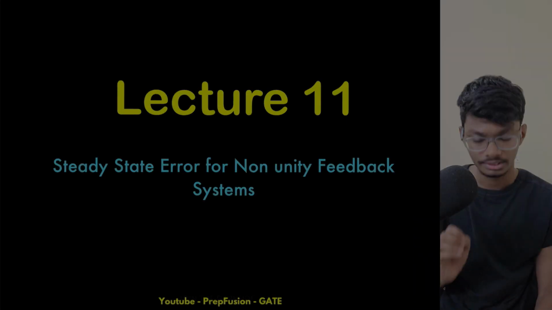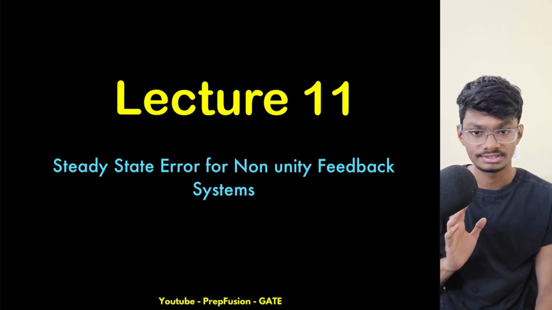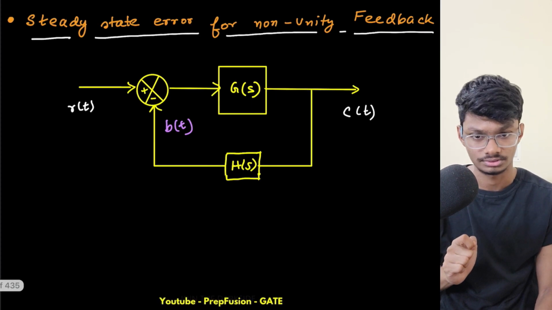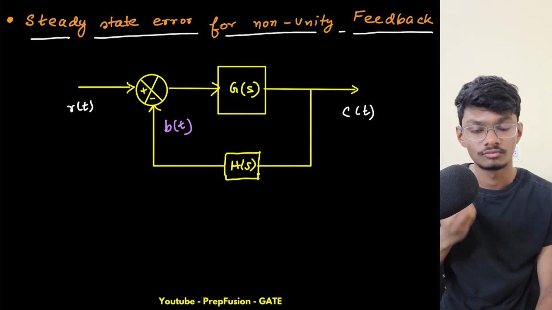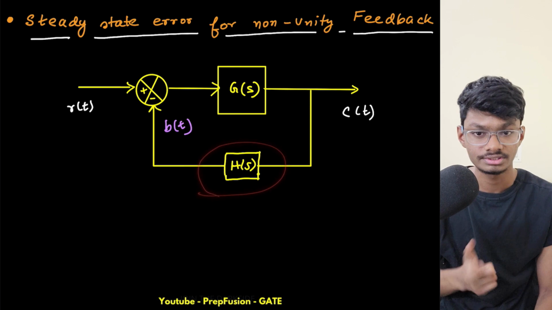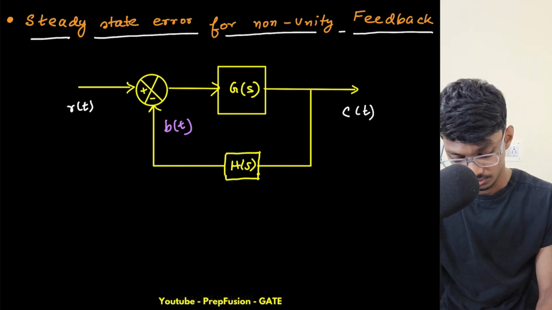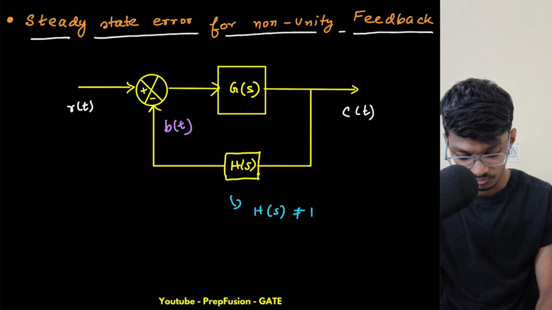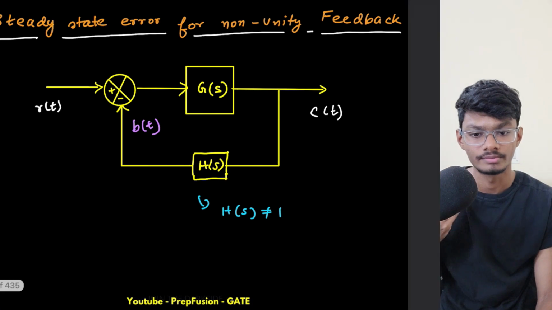So let's start. Here we'll study the steady state error for non-unity feedback systems. We'll understand the actual meaning of steady state error in non-unity feedback systems. First, I have drawn this block diagram. For a non-unity feedback system, H(s) is not equal to 1. That is what a non-unity feedback system means.